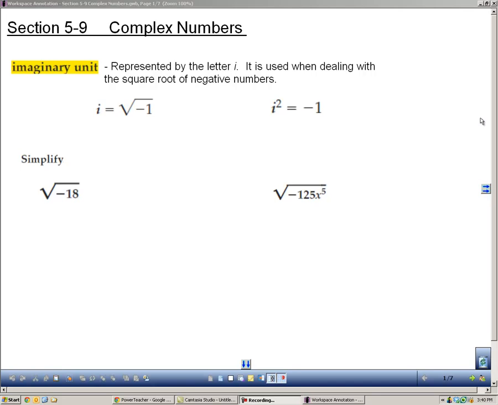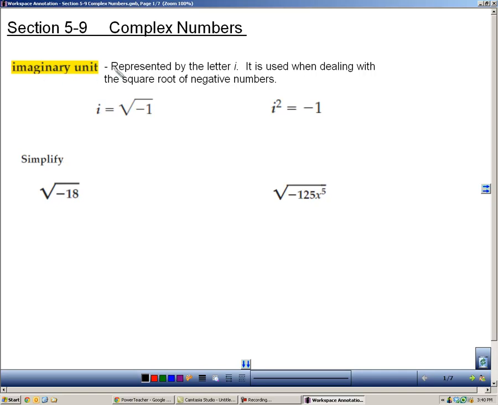Section 5.9 is about complex numbers. In the past, whenever we've had the square root of a negative, we've said that problems like that were no solution, undefined, because we couldn't do it. Now, we're going to learn about something called an imaginary unit that's going to allow us to deal with problems that have negatives underneath radical signs.